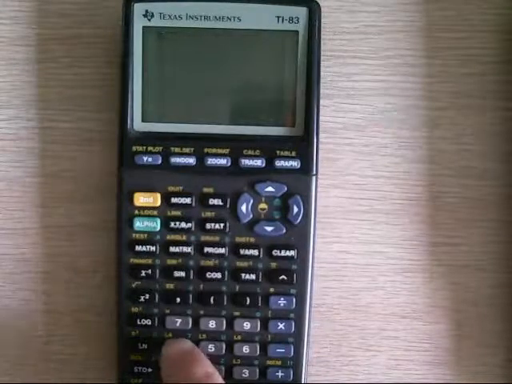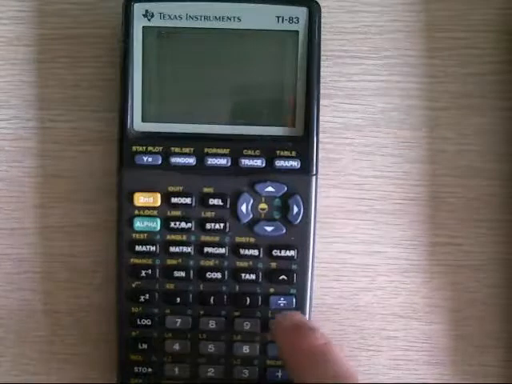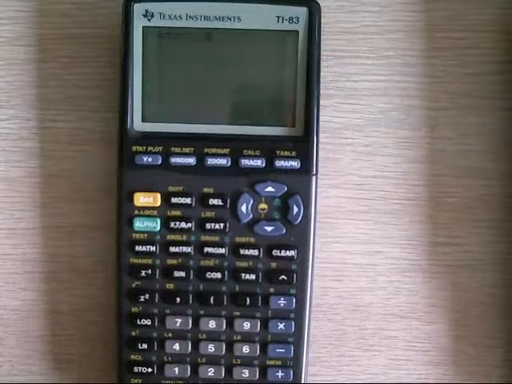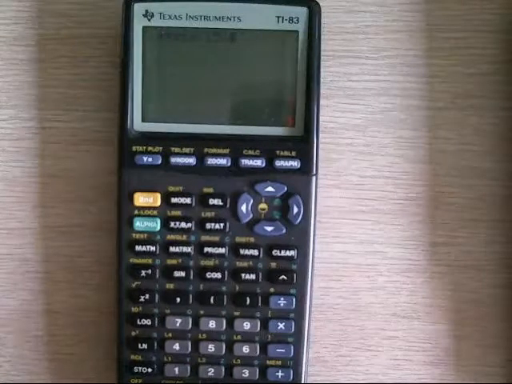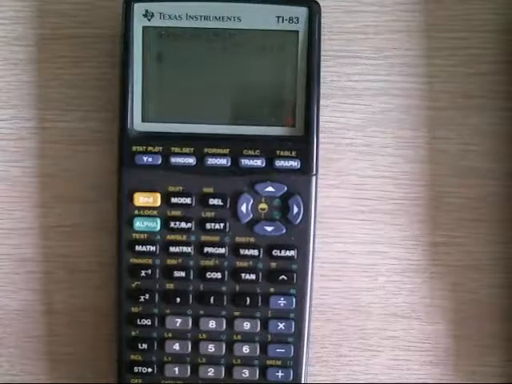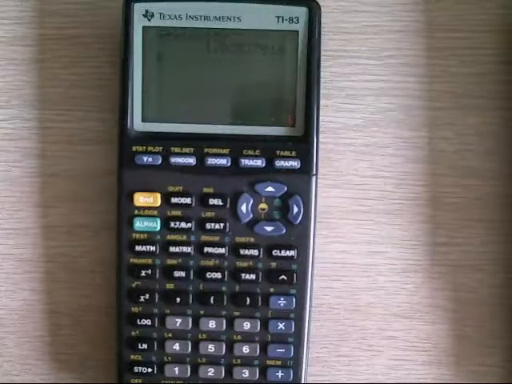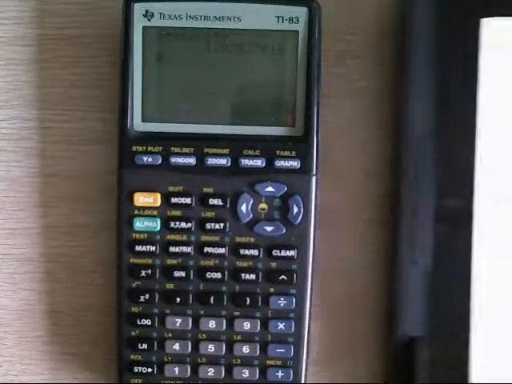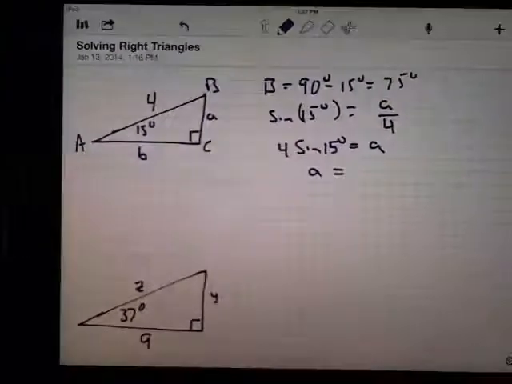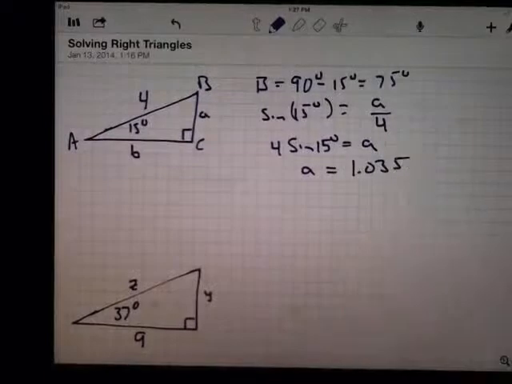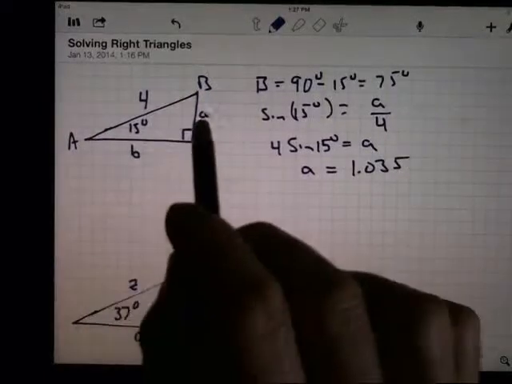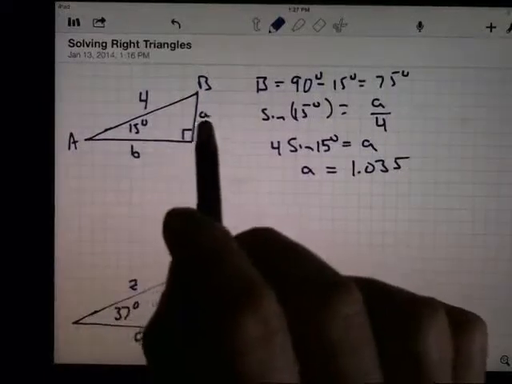I've got 4 times the sine of 15 degrees. Right? My calculator is in degree mode, so it assumes that this is degrees. So 4 times the sine of 15 is 1.035. It's whatever. Okay. So I'm going to write this down here. 1.035. Okay. Now I could, now that I know side A, I could use Pythagoras to find side B.